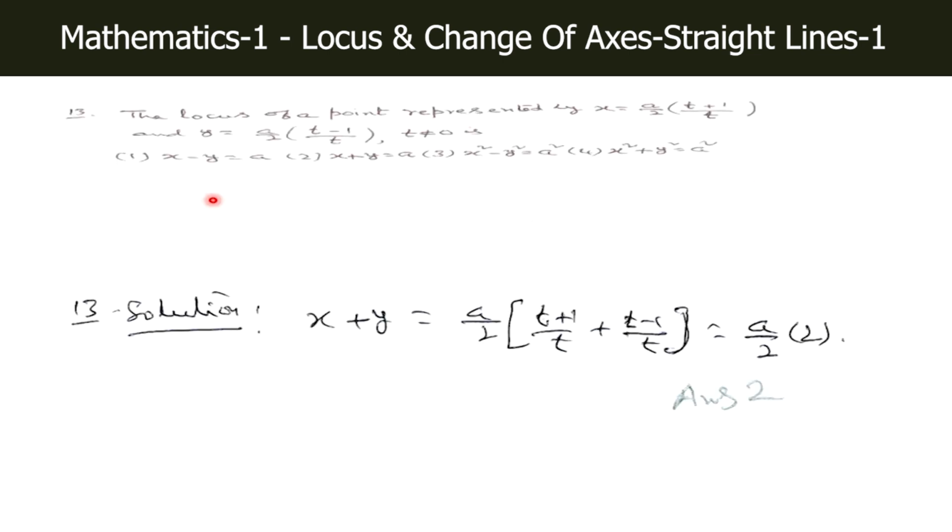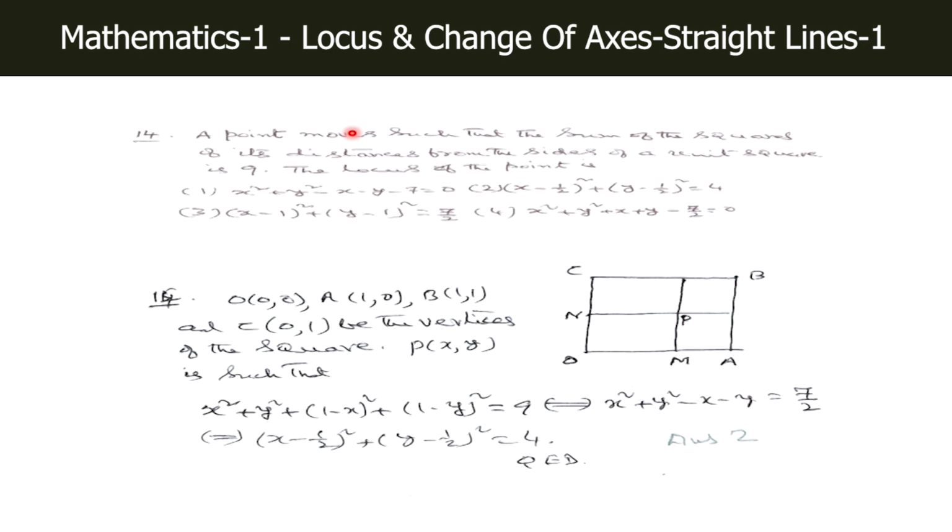13. The locus of a point represented by x is equal to a by 2 into (t plus 1 by t) and y is equal to a by 2 into (t minus 1 by t), where t is not equal to 0, is: 1) x minus y is equal to a, 2) x plus y is equal to a, 3) x square minus y square is equal to a square, 4) x square plus y square is equal to a square. And you can see, adding x and y, you will get a by 2 into (t plus 1 by t plus t minus 1 by t), which is a. So, therefore, the answer is 2. x plus y is equal to a, which is number 2.